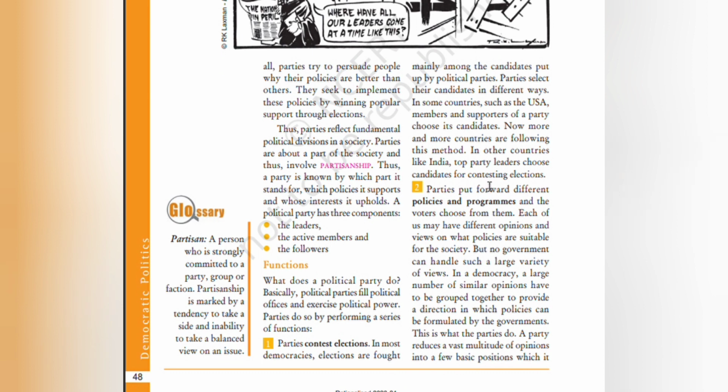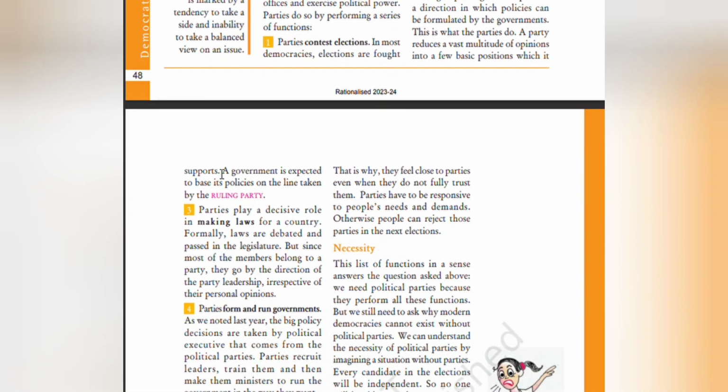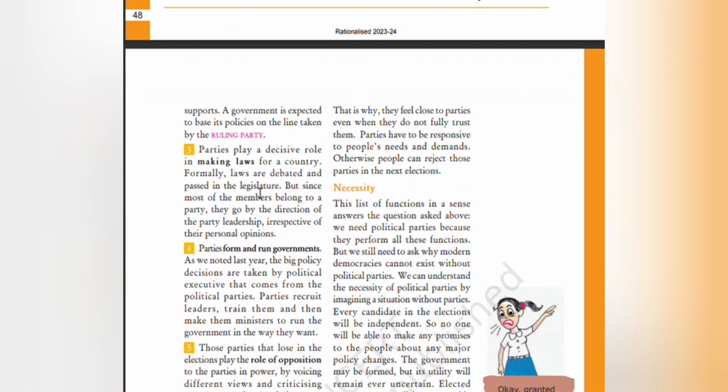Parties put forward different policies and programs, and the voters choose from them. Each of us may have different opinions and views on what policies are suitable for the society. But no government can handle such a large variety of views. In a democracy, a large number of similar opinions have to be grouped together to provide a direction in which policies can be formulated by the governments. This is what the parties do. A party reduces a vast multitude of opinions into a few basic positions which it supports. A government is expected to base its policies on the line taken by the ruling party.